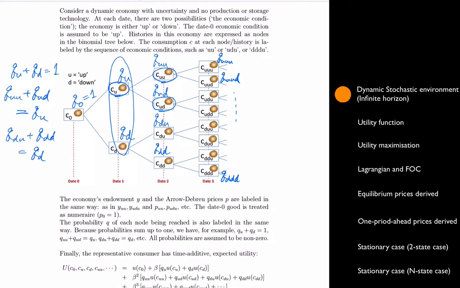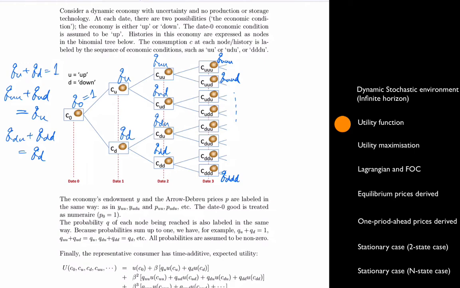There are 4 possible states or scenarios for date 2. If we sum up these 4 probabilities, they sum up to 1. There are 8 possible nodes at date 3, so there are 8 probabilities, they sum up to 1. There are 16 possible nodes at date 4, there are 16 probabilities for date 4, and they sum up to 1. Let's define utility. Let's assume that the consumer has the time-separable expected utility.